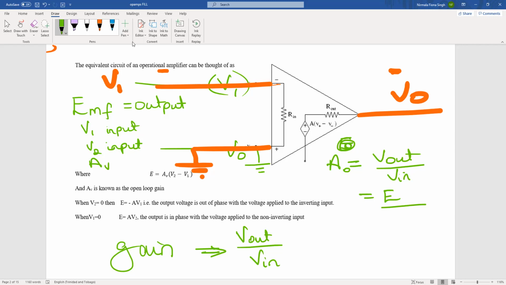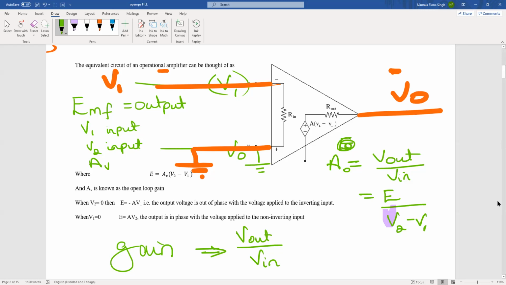Sometimes this input is not zero. Sometimes this input is a next number. But here, since our input is grounded, it's going to be zero. So it's going to be V2 minus V1. Now that's usually the bigger voltage minus the smaller voltage.